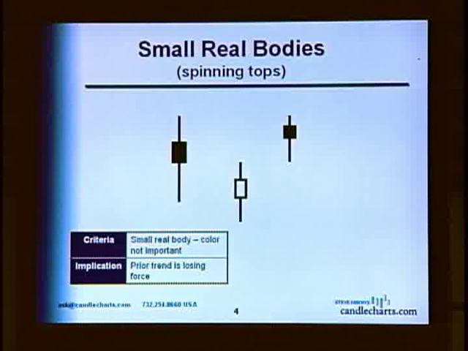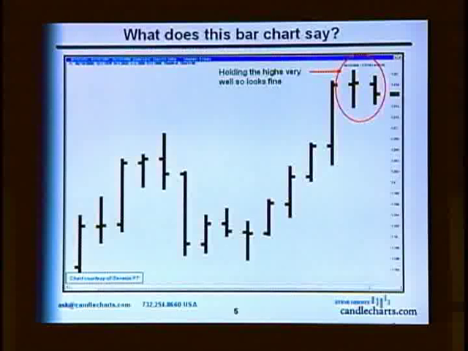Now, let me show you why, if you're trading with a bar chart, and it's to your credit that none of you are, but if you're trading with a bar chart, you're trading at a real disadvantage. Okay, here we have a bar chart, and based on this bar chart, the market looks fairly healthy. It's holding the highs very well. No reason for caution.